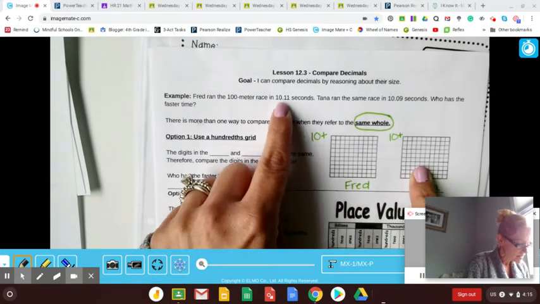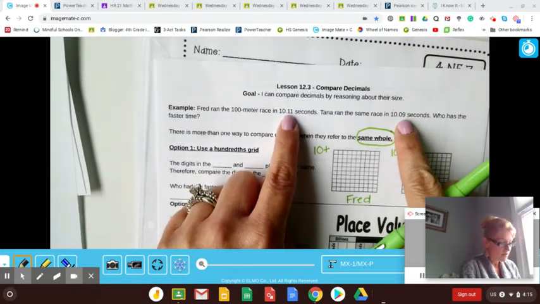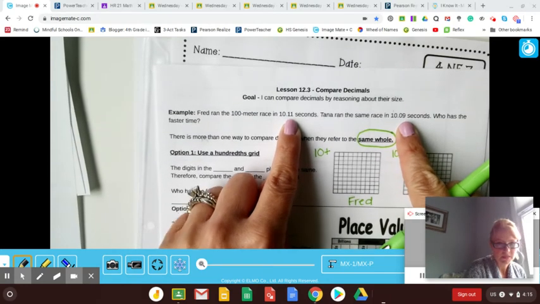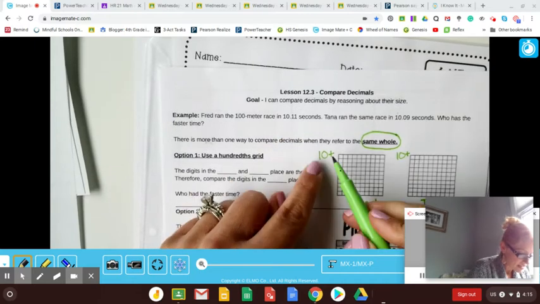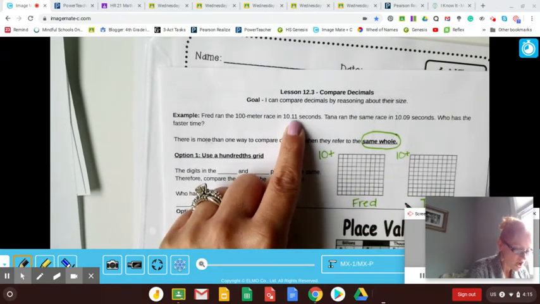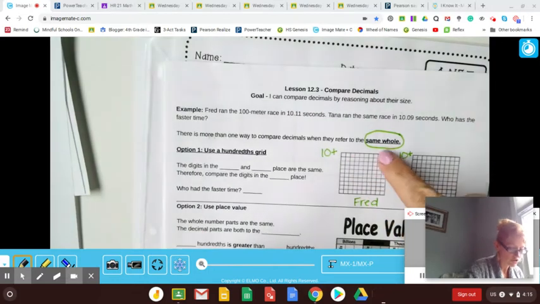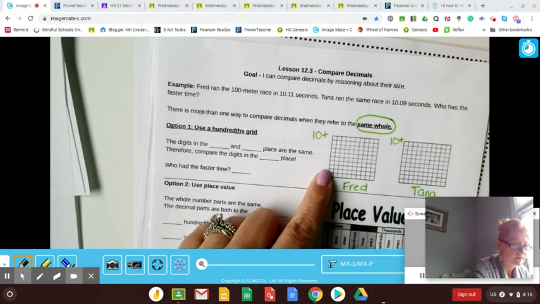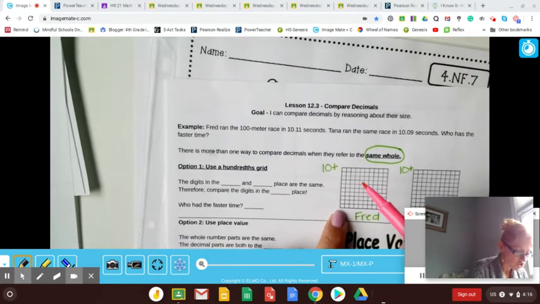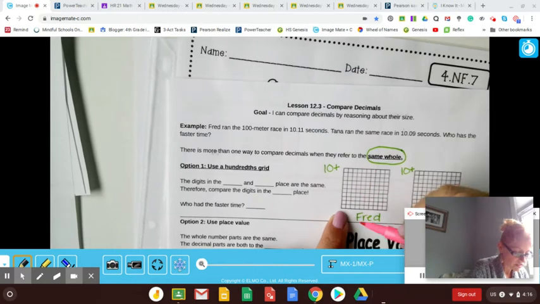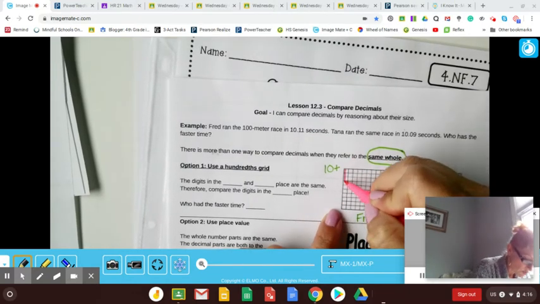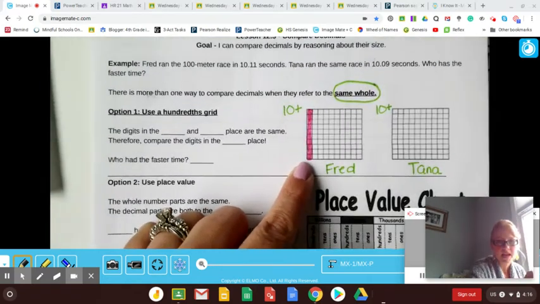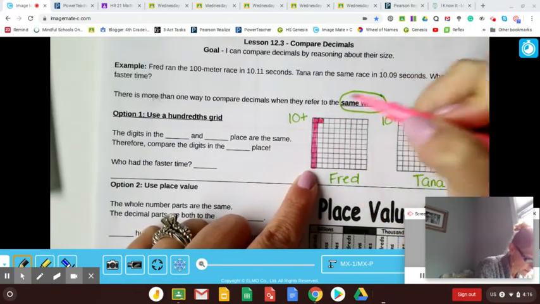I'm only going to take a look at the portion of the decimal that is less than a whole, represented by the decimal portion. So Fred did 10 whole seconds and then 11 hundredths. Now this is a hundredths grid. There are 100 little squares. So we're going to mark off 11 of these hundredths. I know that this is 10 in one column, so I can fill that whole column in. And then I'm going to do one more up at the top. There we go for Fred.